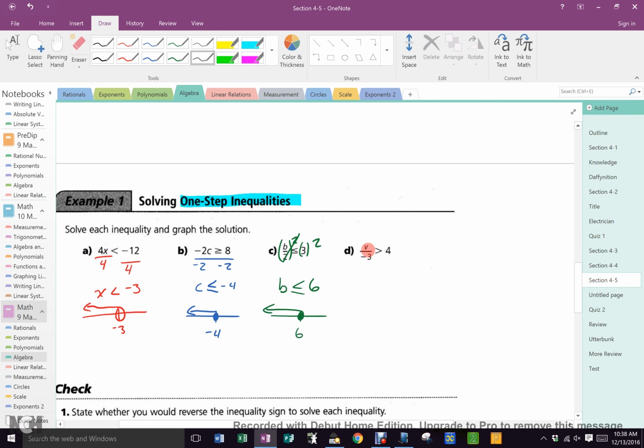And the last one. What do I got to get rid of? Divided by negative 3. How do I get rid of divide by negative 3? Multiply by negative 3. The 3's cancel. V. 4 times negative 3 is negative 12. Did I multiply by a negative? Yeah. So do I change the sign? Yes. The only number that matters is negative 12. Open dot, because it's not equal. Follow the arrow, because letters first. Any questions?